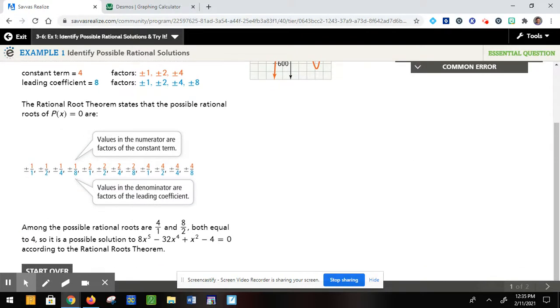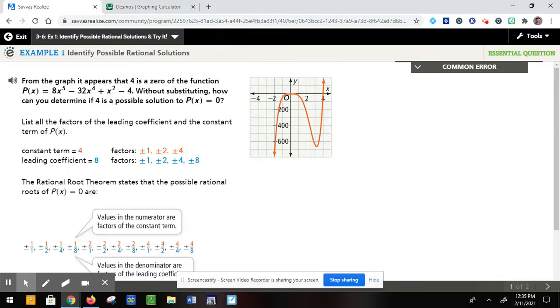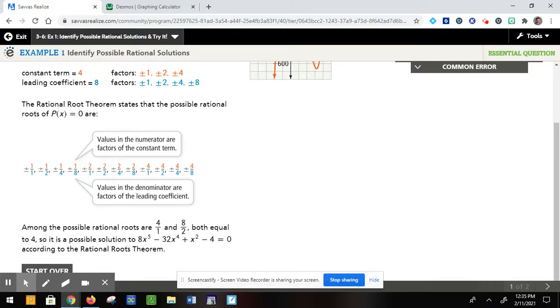Among the possible rational roots, 4 over 1 and 8 over 2 both reduce to 4. So it is possible that the 4 that you're seeing there crossing through the graph would be a rational root. Obviously, you can confirm that by substituting it in or doing synthetic division, but you can at least narrow it down without doing any of that to this list of numbers.